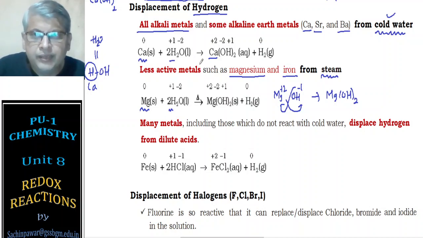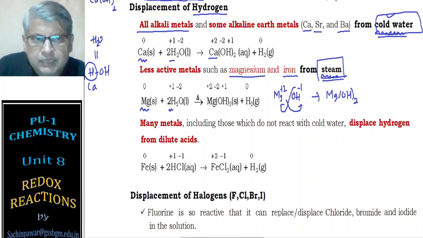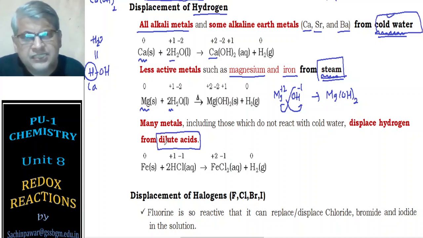Okay, here I have displacement of hydrogen from cold water. Here I have displacement of hydrogen from steam. There are certain reactions where dilute acids also can be used, and hydrogen from those dilute acids can also be displaced by metals.